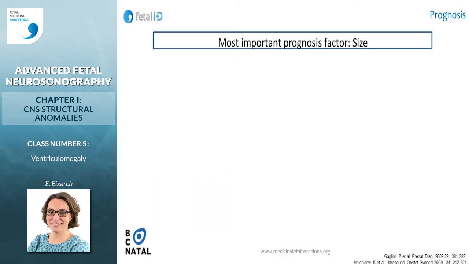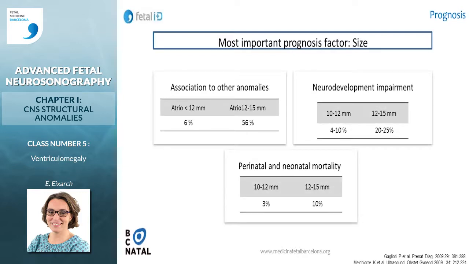Regarding the prognosis, we have to know that the most important factor will be the size of the lateral ventricles at the moment of the diagnosis. As you can see here, the presence of associated anomalies in the mild ventriculomegaly is very different from those in moderate or severe ventriculomegalies. Also, the impaired neurological development will be different in those mild cases and in those moderate cases, in which the rates reach 25%. And also the perinatal and neonatal mortality, which is 3% in mild ventriculomegaly and reaches 10% in moderate ventriculomegalies. Therefore, the size will be the most important factor to take into account when advising the prognosis.